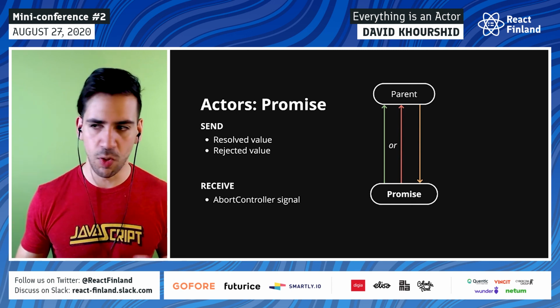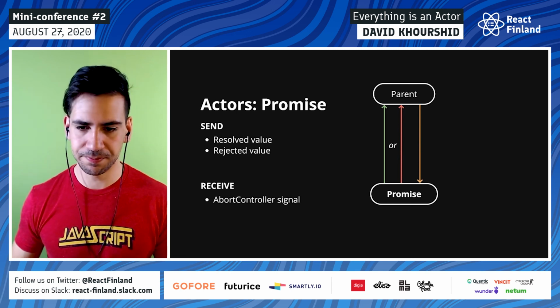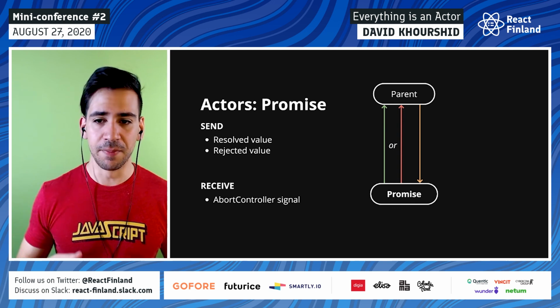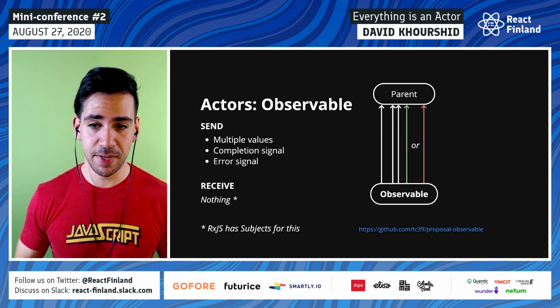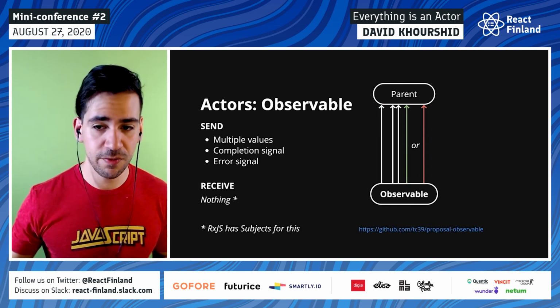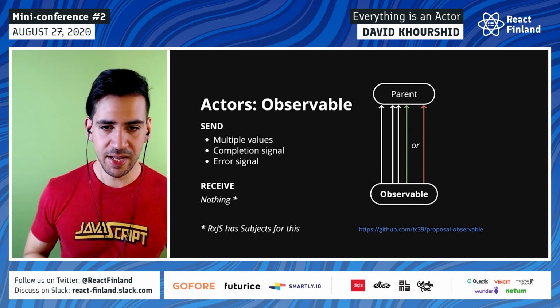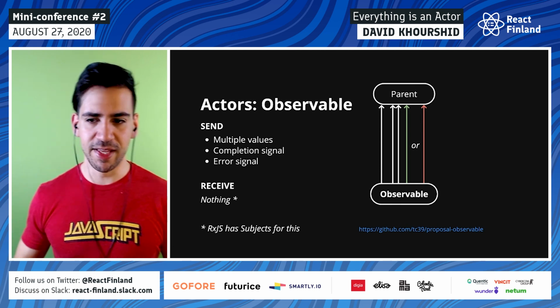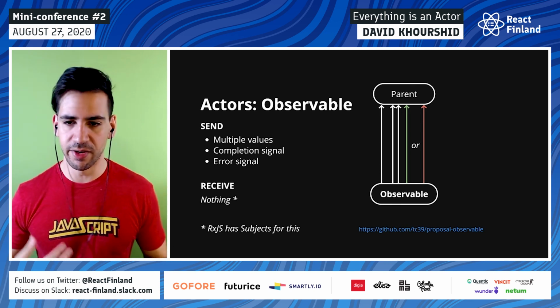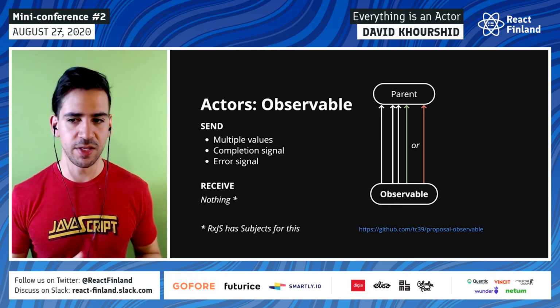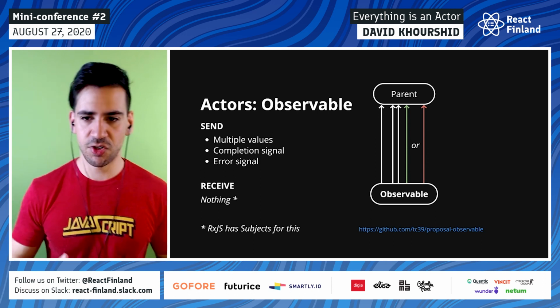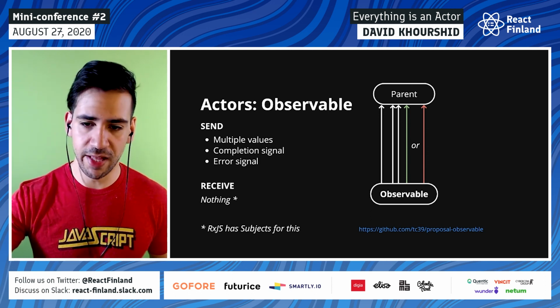That's what things like WebSockets and other streams are for. So observables are like promises, but they can emit multiple values over time instead of just a single value. Observables can also emit a completion signal or an error signal. And when it sends one of those signals, the observable is terminated and it can send no more values.